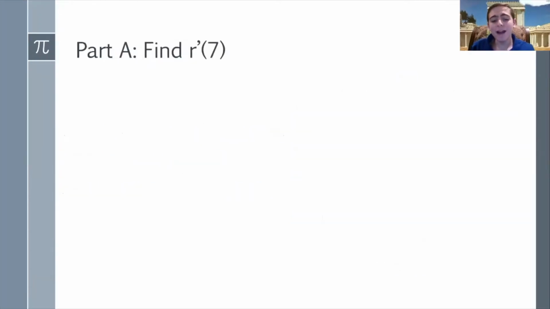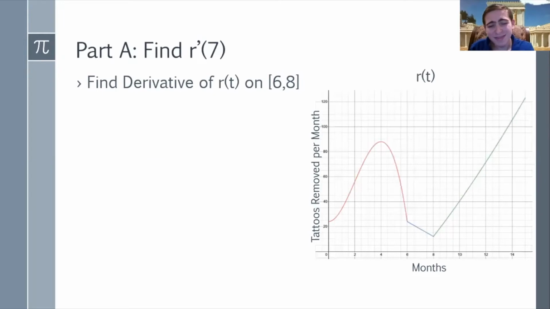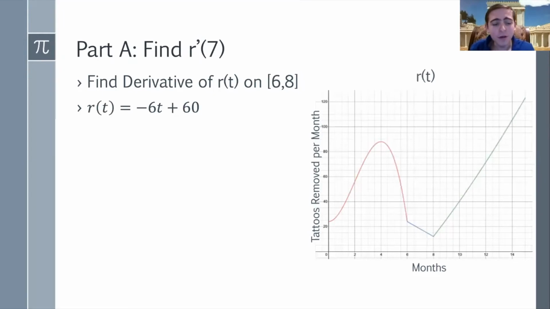Part A, find R prime of 7. So we need to find the derivative of R of T on the interval 6 to 8. Luckily, that's the linear part. So R of T is equal to -6T plus 60 between 6 and 8 inclusive. So the derivative of R of T is equal to -6.